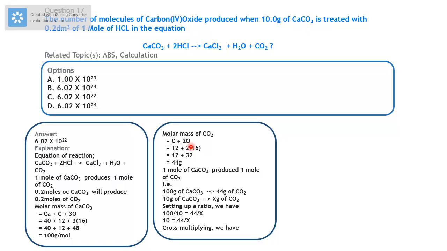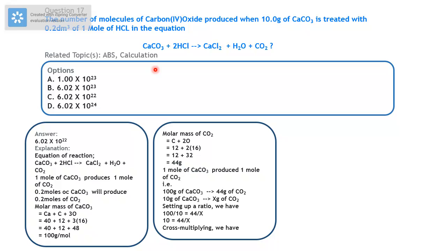The next thing we are going to do is calculate the molar mass of carbon dioxide. In carbon dioxide we have 1 of carbon plus 2 of oxygen. The atomic mass of carbon is 12, plus the atomic mass of oxygen is 16, and we have 2 of it here, so 2 times 16. So we have 12 plus 2 times 16, which is 32. 12 plus 32 is 44.